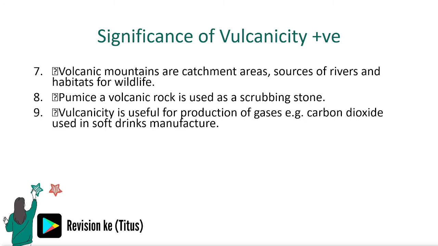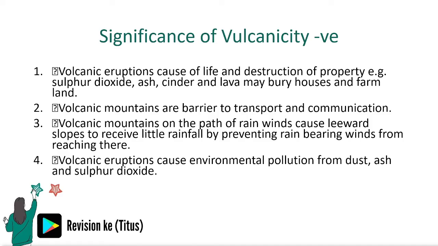So let's see whether we can look at some few negative effects. So volcanic eruptions cause loss of life and destruction of property. So volcanic mountains are a barrier to transport and communication. And volcanic mountains on the path of rain winds cause leeward slopes to receive little rainfall by preventing rain-bearing winds from reaching there. And finally, volcanic eruptions cause environmental pollution from dust, ash, and sulfur dioxide.